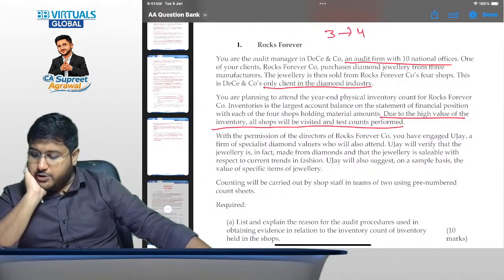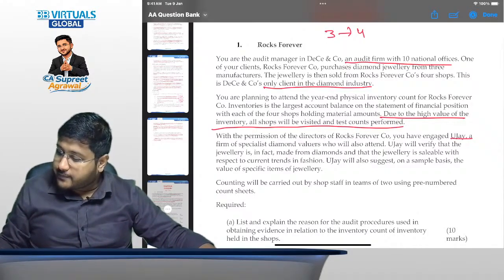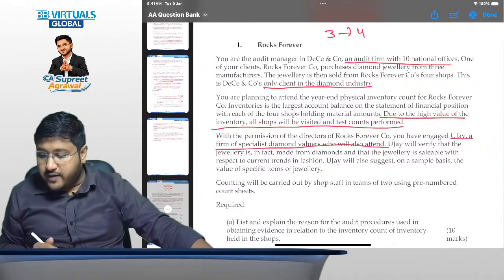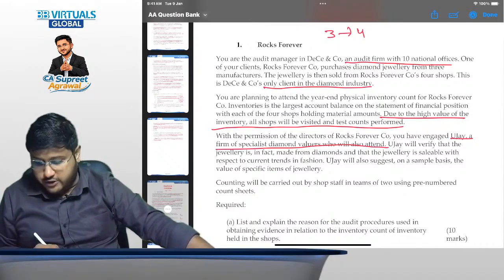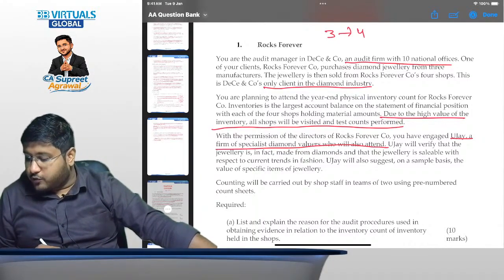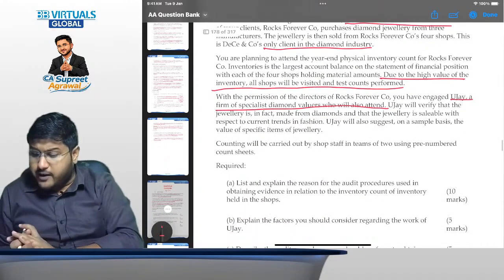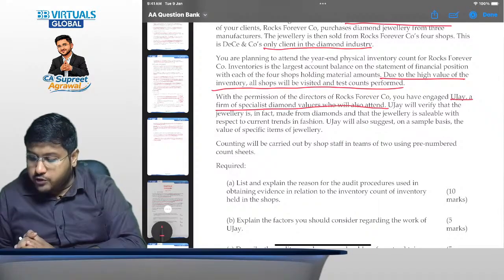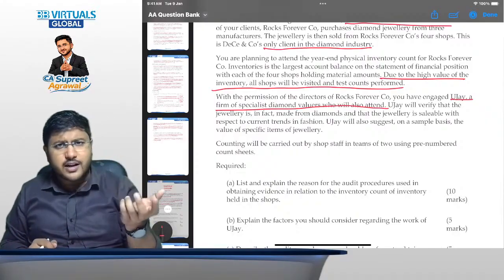With the permission of the directors of Rocks Forever Company, you have engaged Ujay, a firm of specialist diamond valuers, who will also attend. So experts are also going to attend. Ujay will verify that the jewelry is in fact made from diamonds and that the jewelry is saleable with respect to current trends in fashion. So NRV will also be judged over here. Ujay will also suggest on a sample basis the value of specific items of jewelry that we are required to do. Now counting will be carried out by shop staff in teams of 2 using pre-numbered count sheets. So in the case of observation, the similar thing happens: they count it, you only observe it.